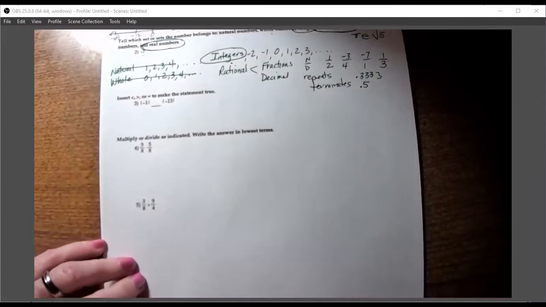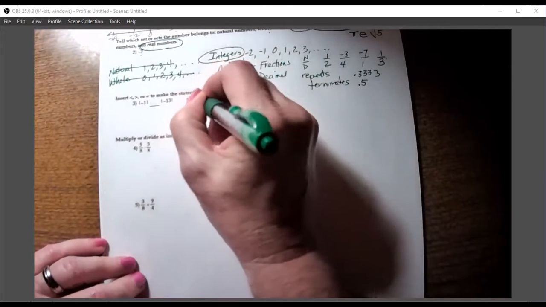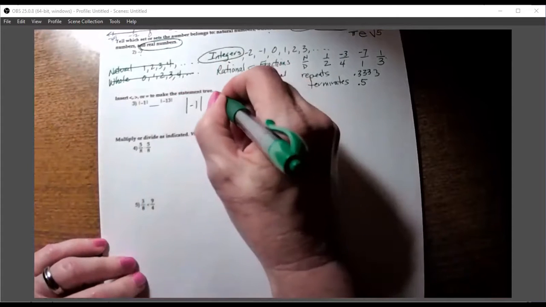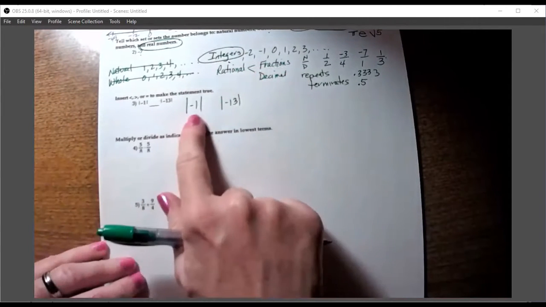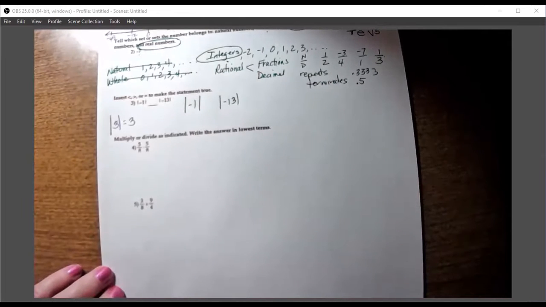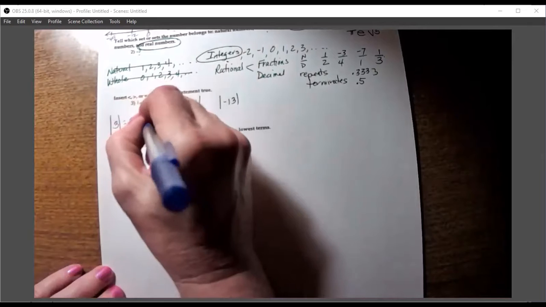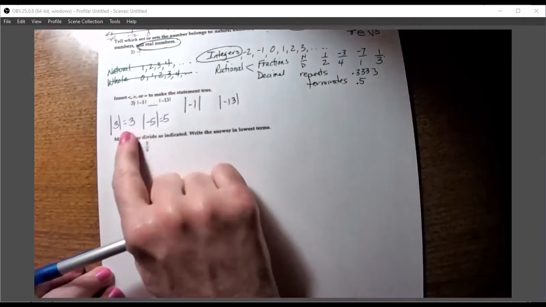All right, going on to the third question here. They want us to insert a less than, a greater than, or an equal to sign between these two absolute values: the absolute value of -1 and the absolute value of 13. These long bars are called the absolute value bars. The result of absolute value is always positive. If I have the absolute value of a positive number, it's going to be positive. If I have the absolute value of a negative number, the answer is positive. When you get rid of the absolute value bars, you'll always get a positive answer, or it could be 0 too, but that doesn't happen too often.